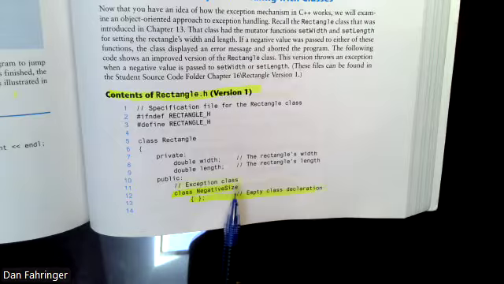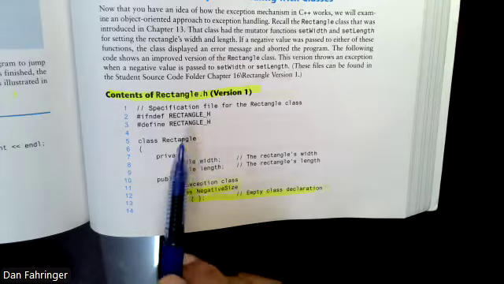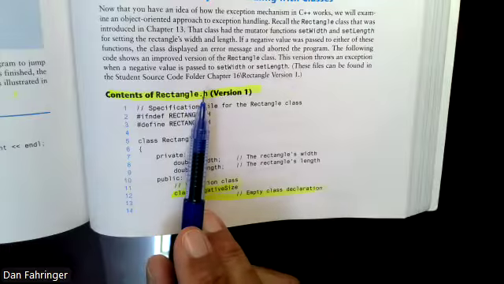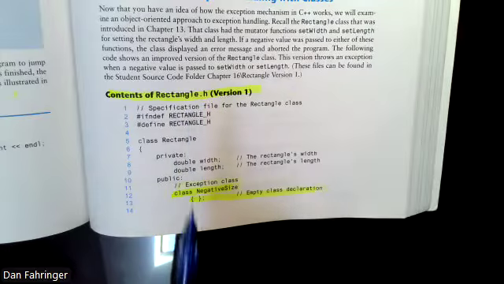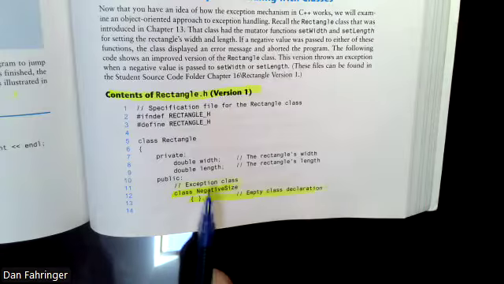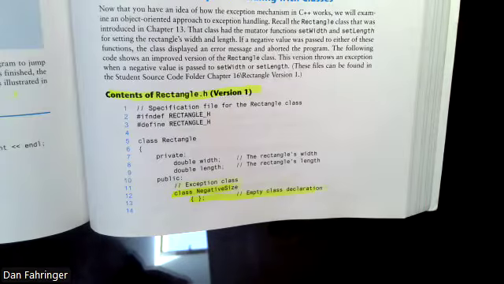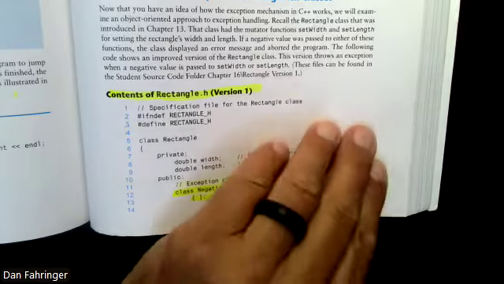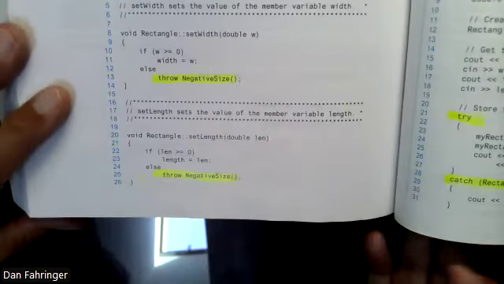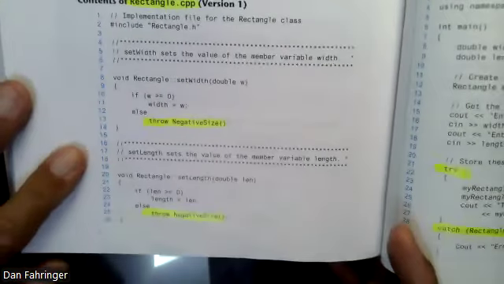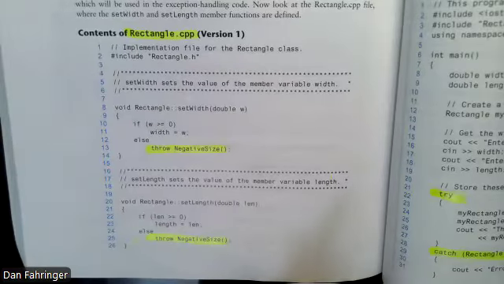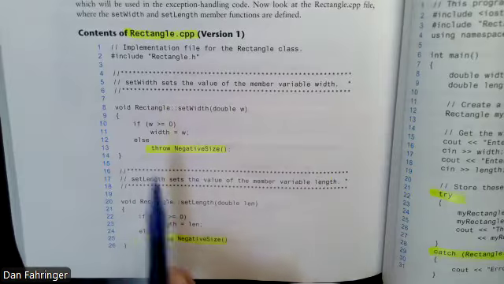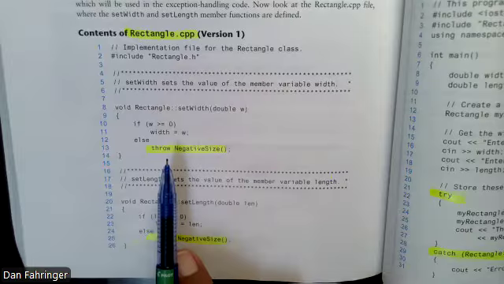So now this, I don't think we've seen this before. I'm getting ready to work with a class called a rectangle. And within the class, I'm creating another class. This class is called negative size. Spec file. Implementation file. Inside of my implementation file, what's going on in line 13?